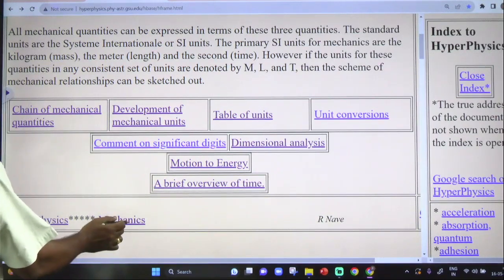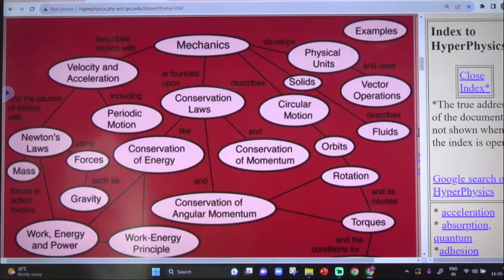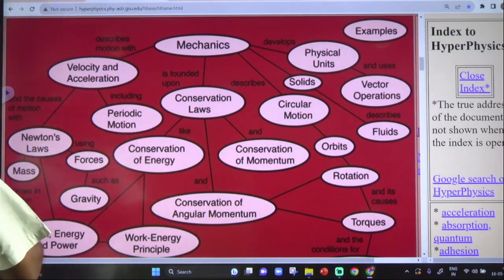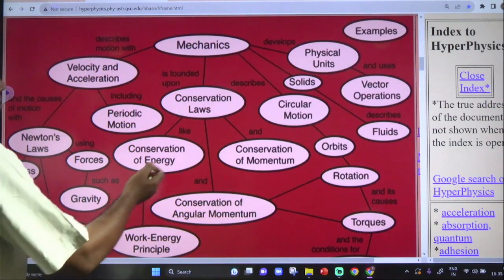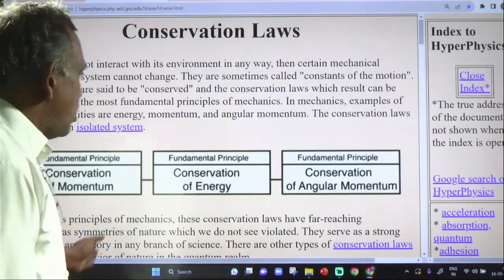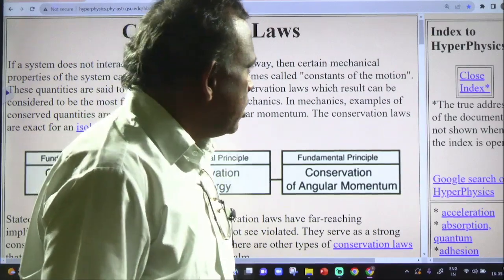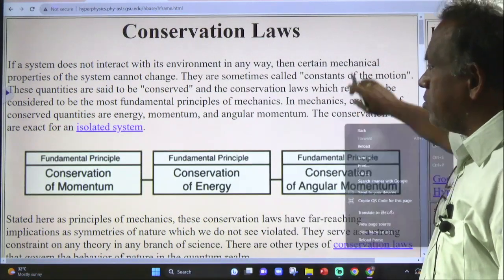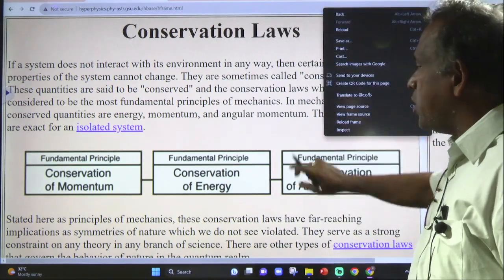See, mechanics, this is one physical units. Next one is, there are some conservation laws. Conservation of momentum, conservation of energy. These are the things that are there in physics.